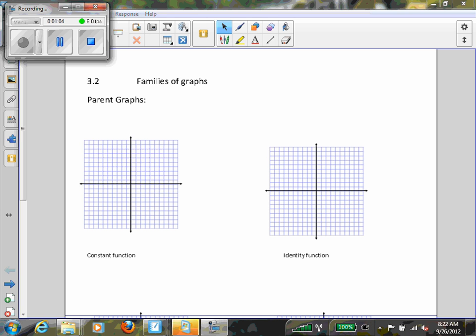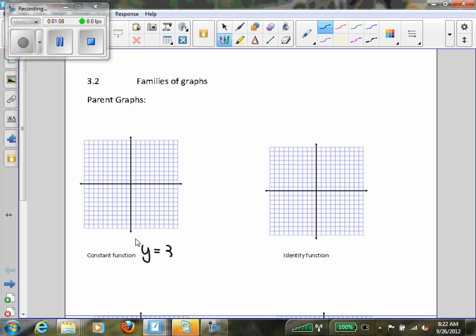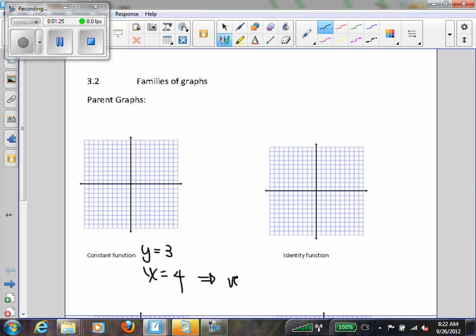Family of parent graphs. All right, constant function. Y equals a value or X equals a value. So we know that. I'm going to make this a different one. I'll say if X is 4, you need to remember, please, that this is a what kind of a line? If X is equal to, is it horizontal or vertical? Thank you. That makes this one horizontal.